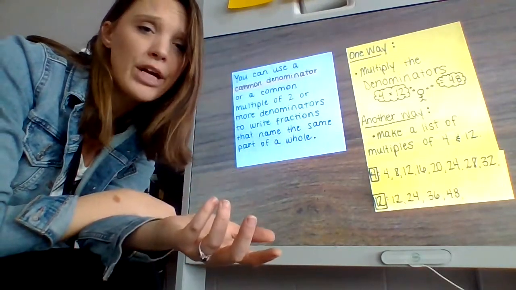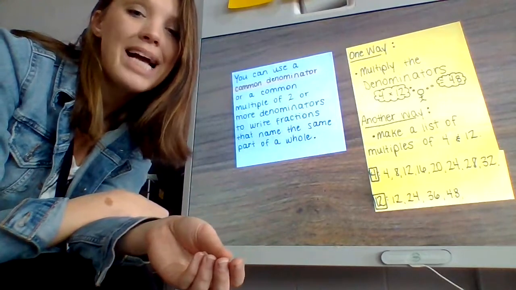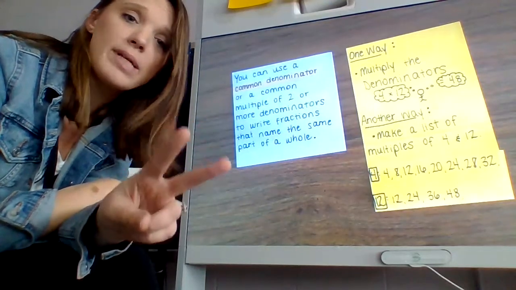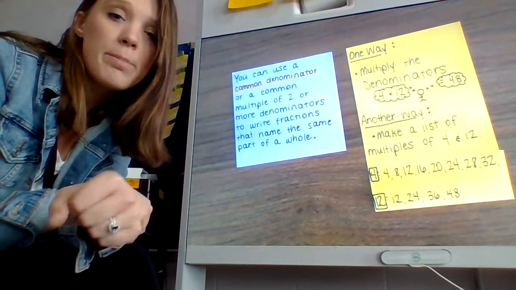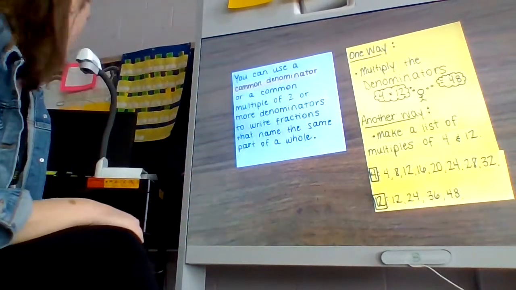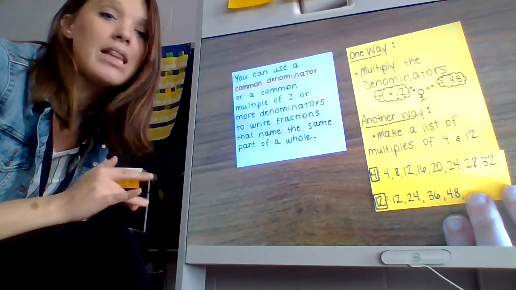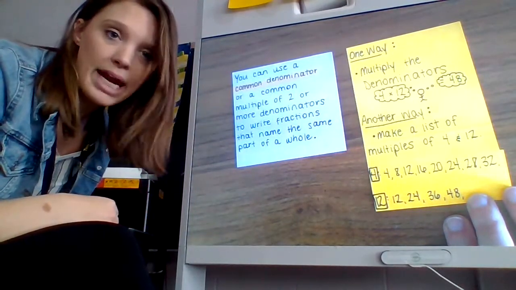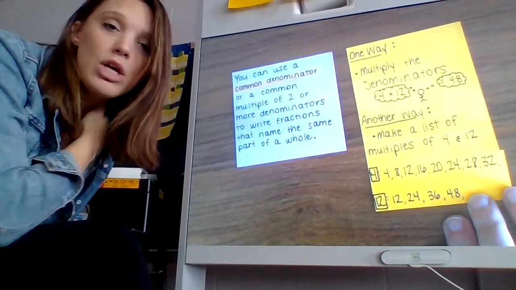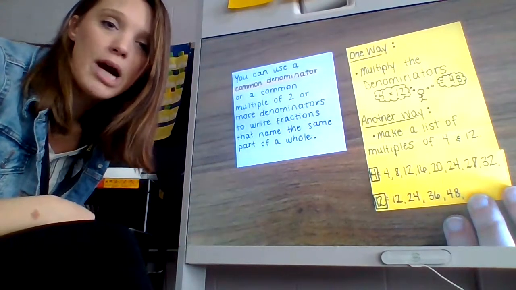There's a lot of vocabulary I'm throwing at you, but the more we hear it, the more we'll get accustomed to it as well. So in order to get to a common denominator between 2 fractions, there are 2 different strategies that I taught you in class. One way is you can multiply the denominators together. That's one way to get a common denominator. Or another way, which is the way I'm really pushing my scholars to get to, is to make a list of multiples of the denominators. And once you do that, you can find your least common multiple. So a multiple that both of these denominators have in common will then become your common denominator.